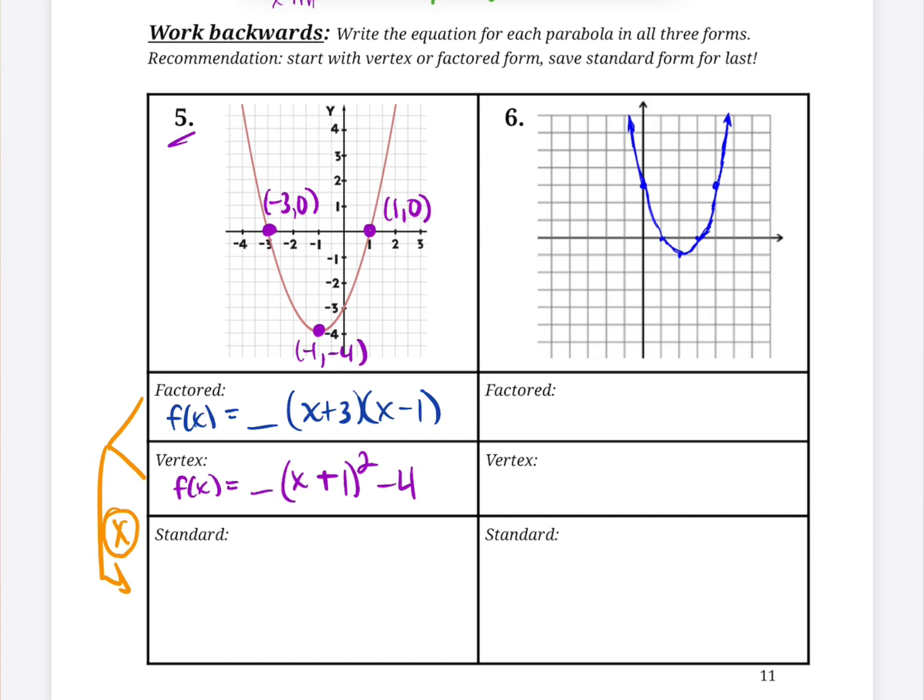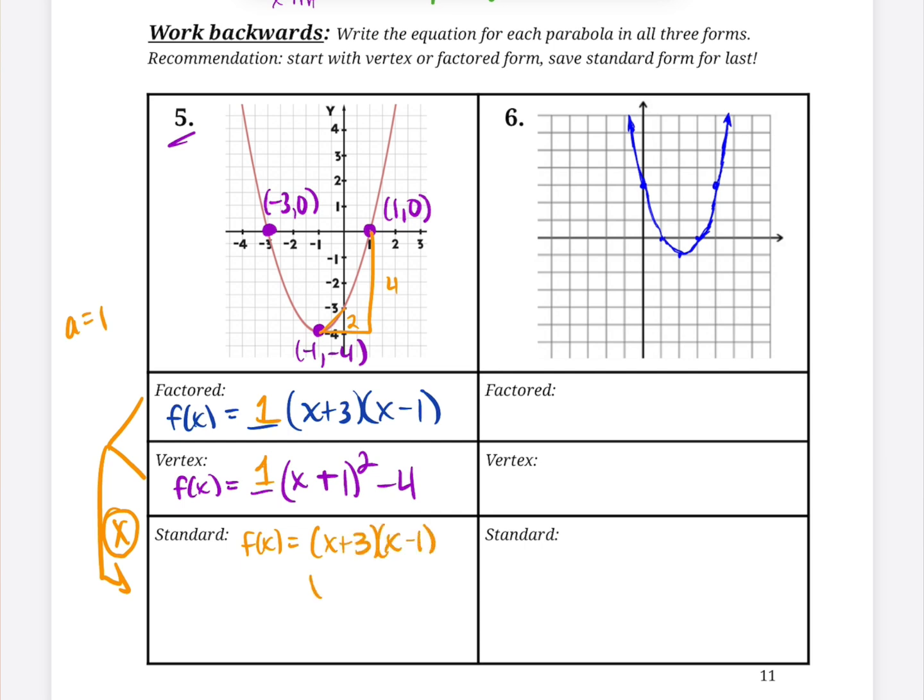So first idea is that it could just be 1, like the A value could be 1. If A is 1, then when I go 1 unit over, I should be 1 unit up. That looks true. And if I go 2 units over, I should be 4 units up. Also true. So looks like our A value is 1, which means I'm going to take factored form. So f of x equals x plus 3 and x minus 1.